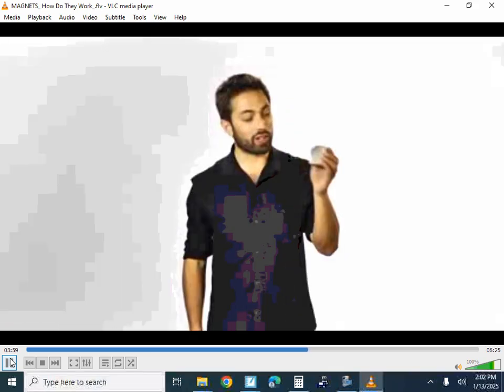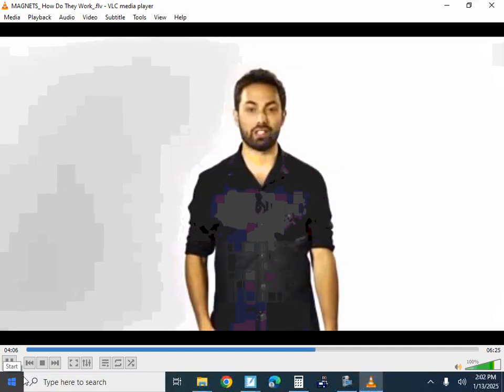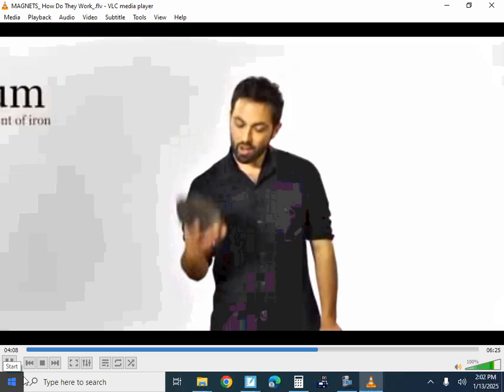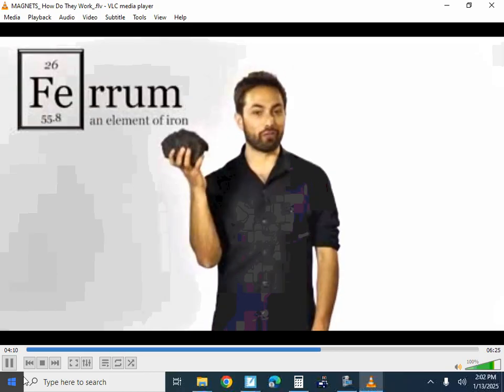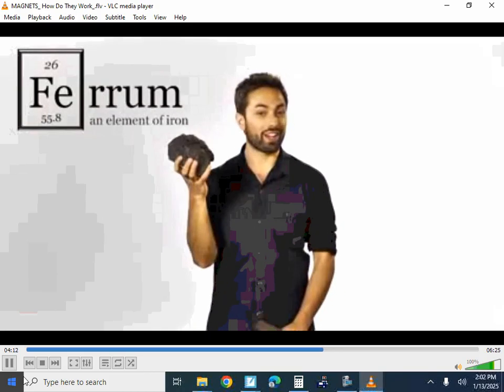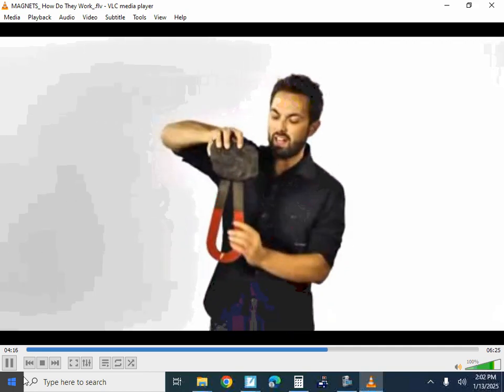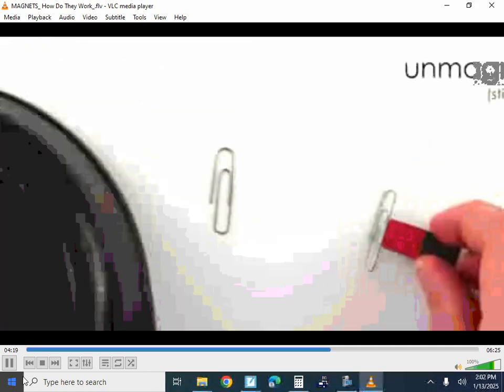That's why chromium, for example, is a very magnetic atom, but a very unmagnetic solid, because it's one of the most anti-ferromagnetic materials that we know. Iron, on the other hand, is the namesake of ferromagnetism, so it is unsurprisingly ferromagnetic, or in usual parlance, magnetic. Sometimes.